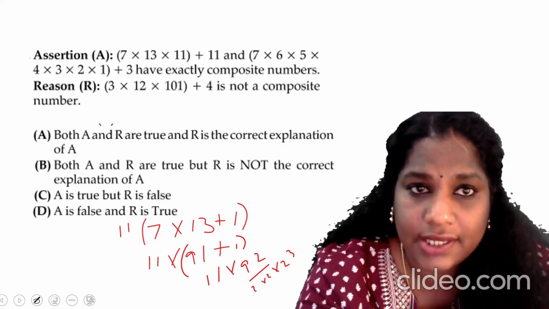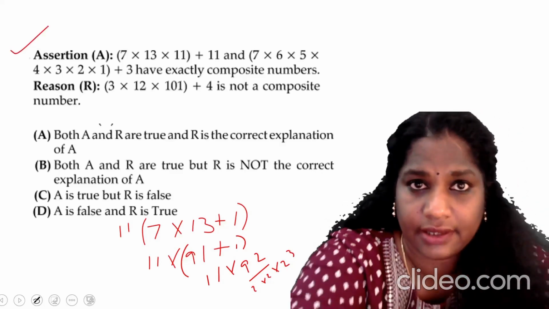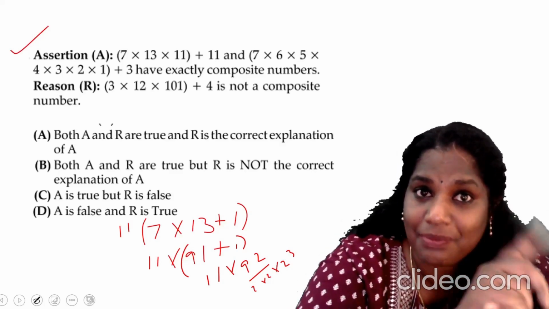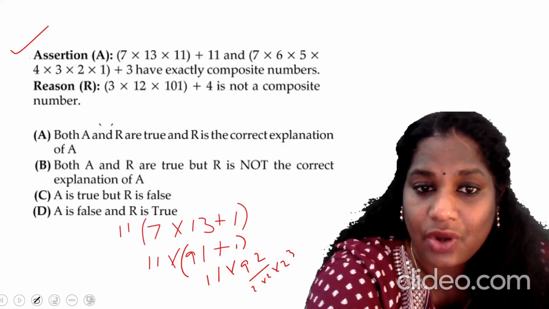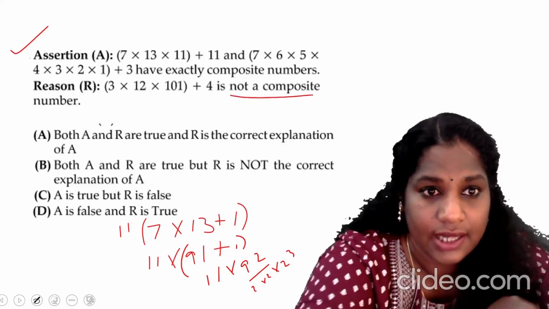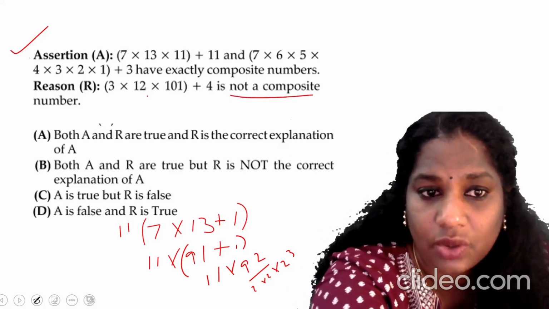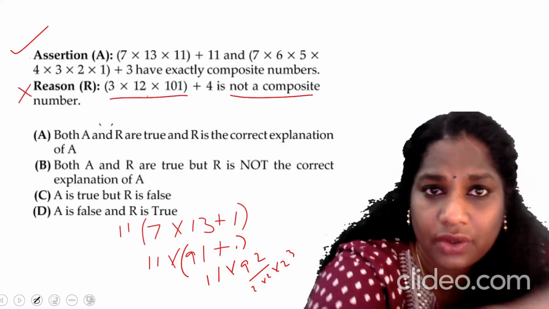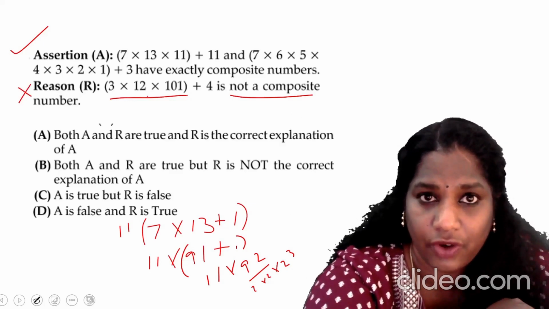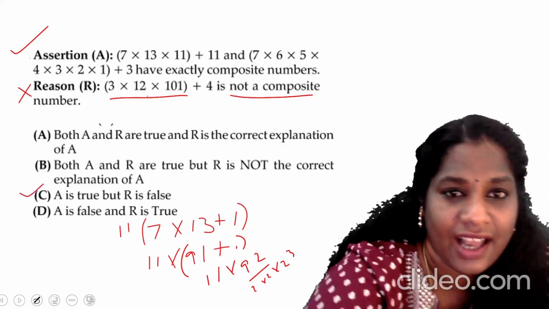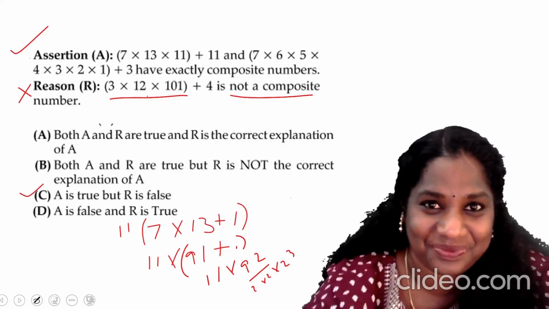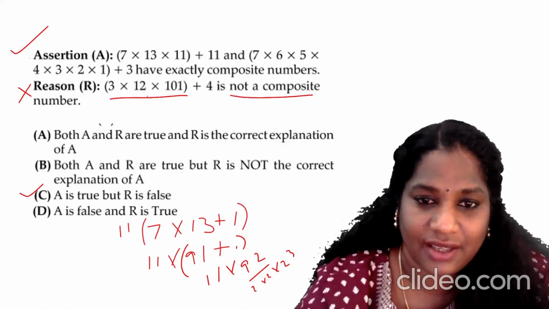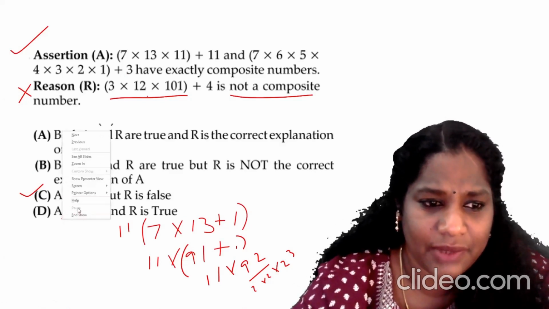So is it a composite number? Yes. So what does it say? Assertion is correct. The same way, try to figure out the reason. But when you look at the reason, be very careful. See, they are saying it is not a composite number. That means this is prime. Does it look like a prime number? No way. So the reason is wrong. So which option will you go for? C. How many of you got it correct? All of you? It was easy, right? These kinds of questions only will come. Nothing to worry.